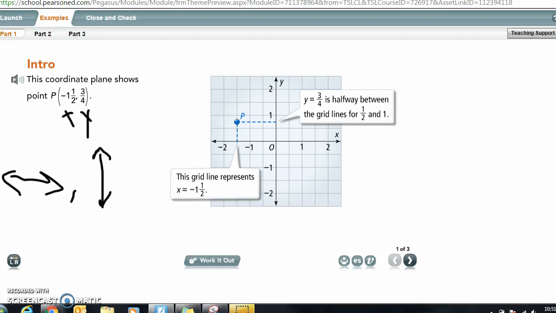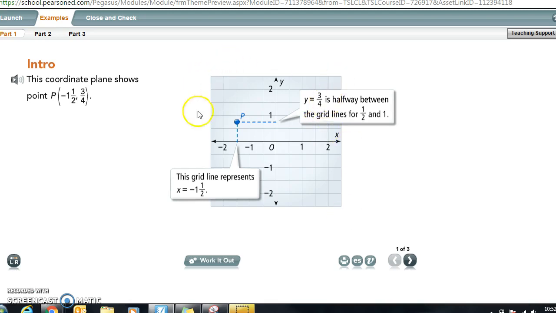I know in chapter 8, many of you were forgetting which one goes first. So you go left or right first, meaning the x-axis, okay? And then up or down on the y-axis. So this coordinate plane shows point P, where my x, meaning they go left or right, is -1 1/2, so -1 and 1/2, and going up and down, it's 3/4. This grid line represents -1 and 1/2, and y is equal to 3/4 because it is halfway between the grid lines for 1/2 and 1.